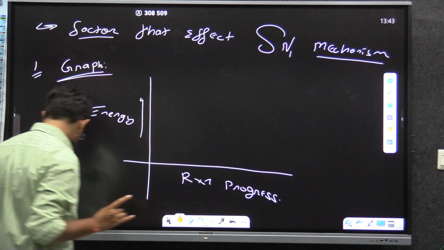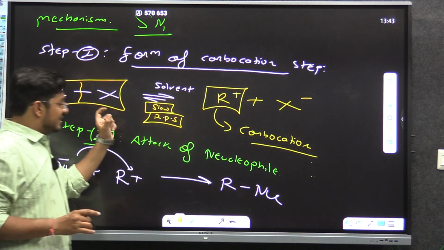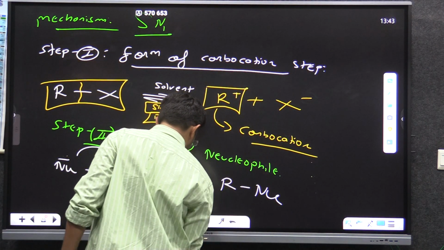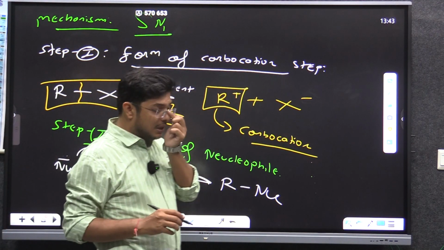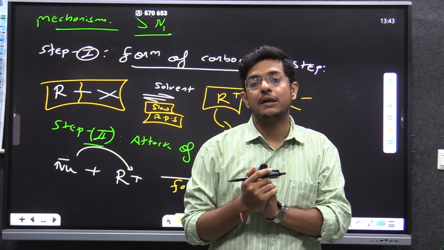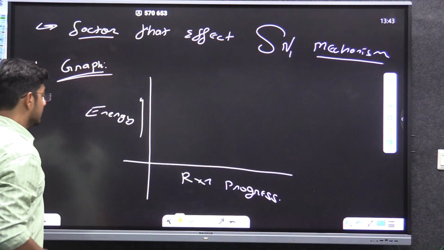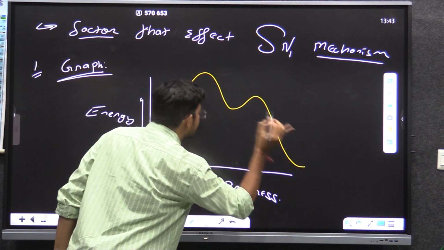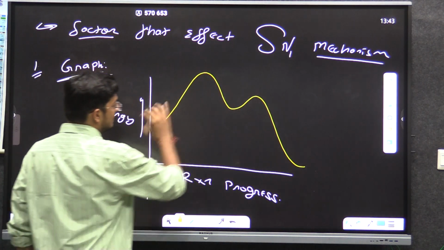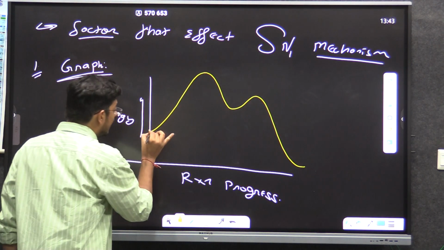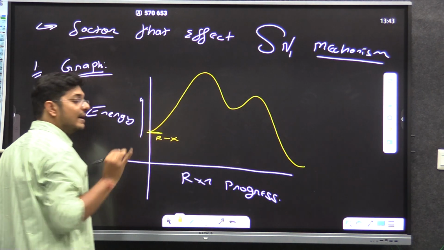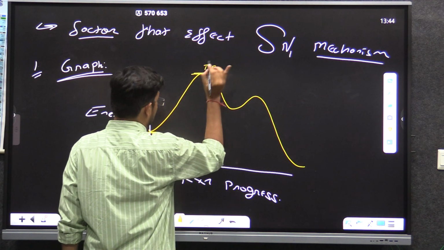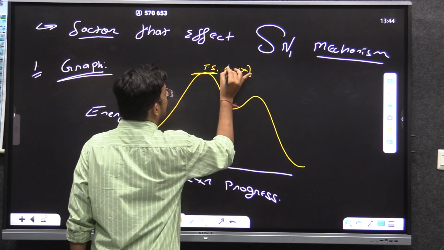Now, my dear, as we know, the first step is the slow step and the second step is the fast step. As this step is slow, it requires high activation energy to achieve the transition state. This is the graph that we need to draw. Here are some points that we need to remember. This point is known as the starting point, the alkyl halide. This is the first transition state, where the R and X bond is undergoing breaking.